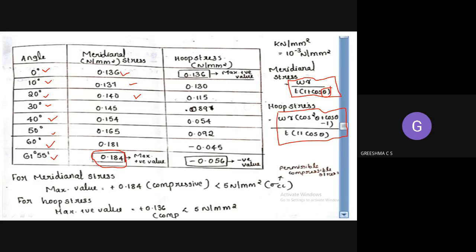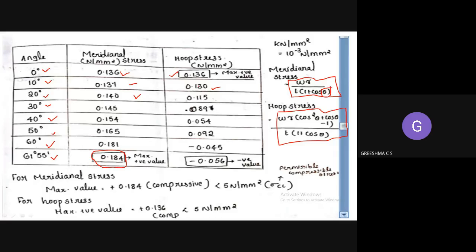So this is the equation for the hoop stress. Here also you have to find out whether the maximum value is at 61 degree 55 minutes. First take the values of theta. Theta 0 degree, you will get 0.136. Theta 10 degree, you will get 0.130. Here there is a difference: at 0 degree you are getting 0.136, and at 10 degree you are getting 0.130.